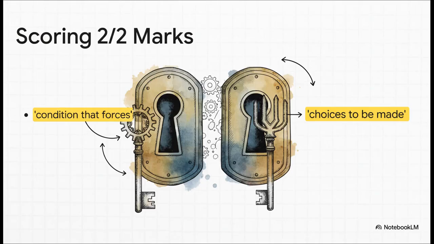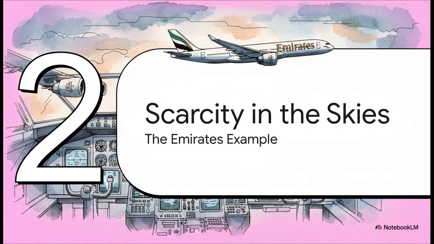Now, this is absolutely crucial for getting those full marks in the exam. To score 2 out of 2, you have to have both parts of that definition. So the first key phrase, the condition that forces, that gets you 1 mark. And the second part, choices to be made, that secures you the other mark. If you miss one of those phrases, you're dropping a mark. It's honestly that specific.